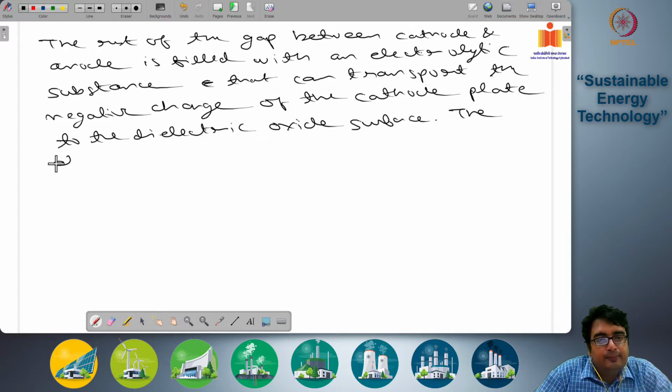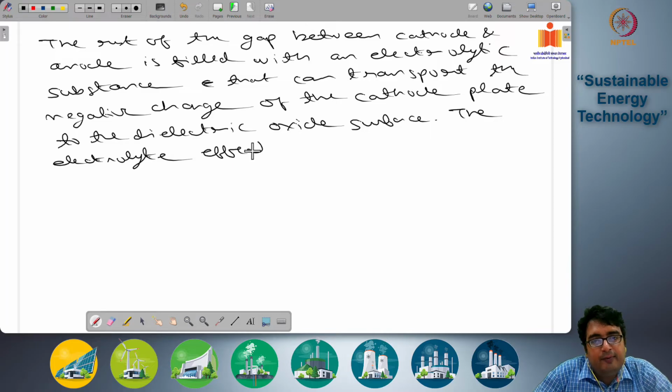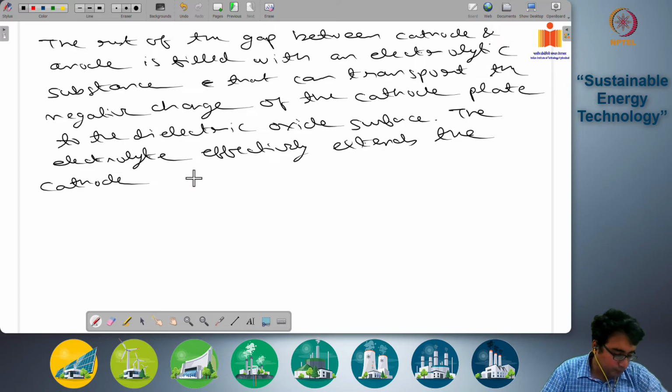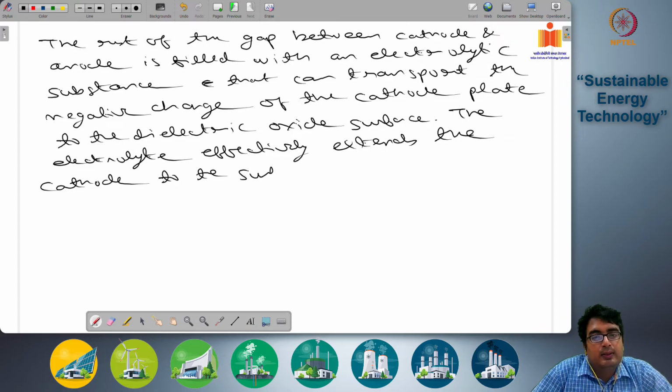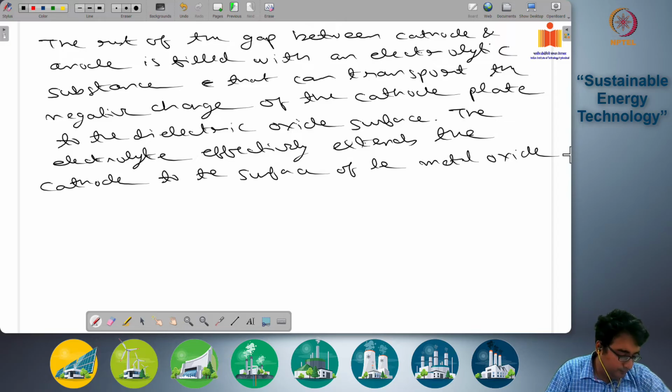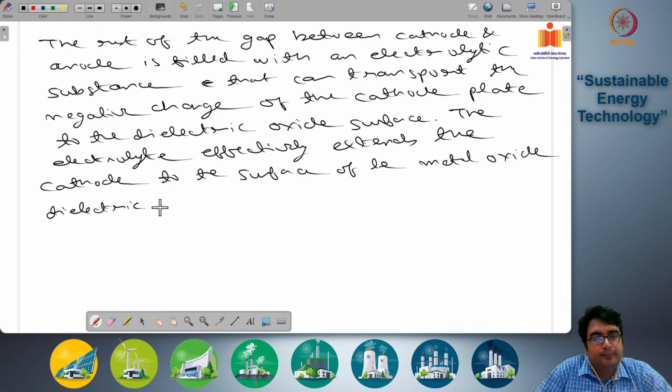The electrolyte effectively extends the cathode to the surface of the metal oxide dielectric layer. Understood?